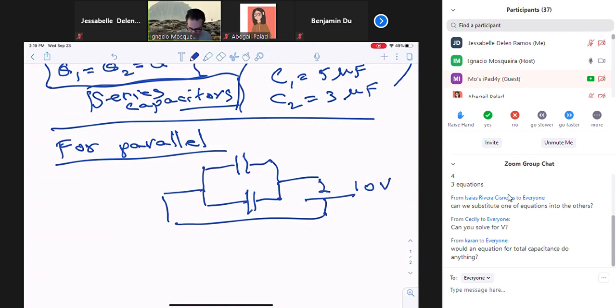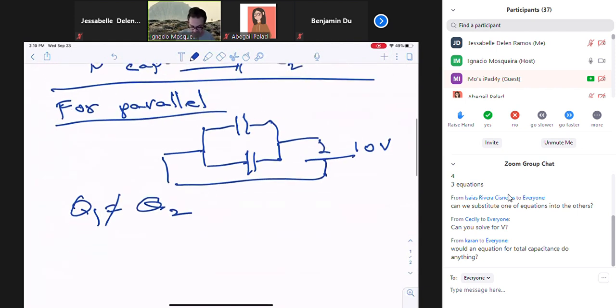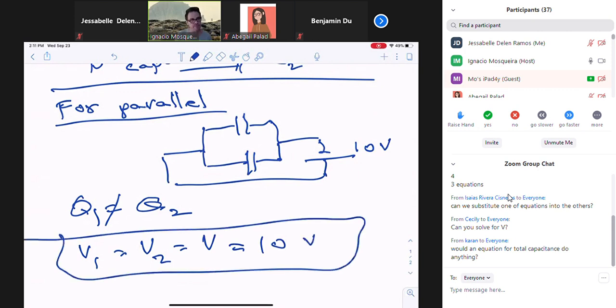Charges are different. So Q1, let me spell that out, so you might want to write this down to make sure you got it, because implicitly people don't spell it out like this, but of course, they're always using this. So for the parallel case, Q1 is not the same as Q2, of course not. You put a charge here, the charge can be different. What's the same in this case is the voltages. So V1 equals V2 equals V, which equals 10 in this case. So for parallel, the voltages are the same across both capacitors. This is always true.